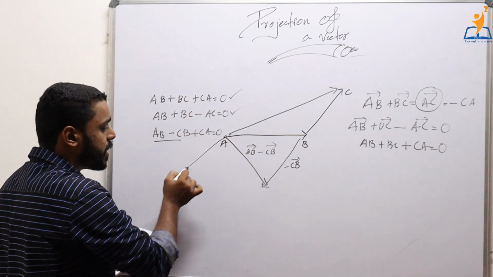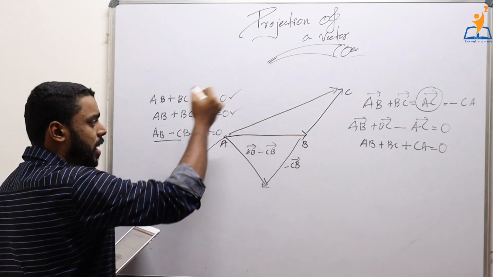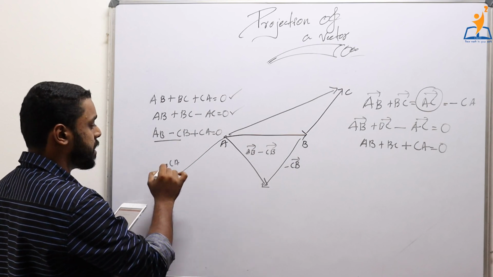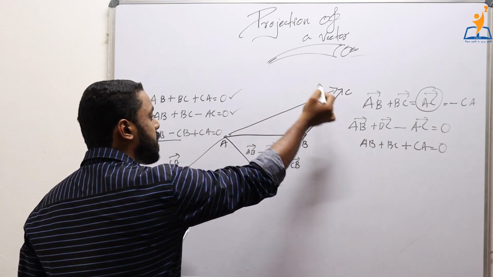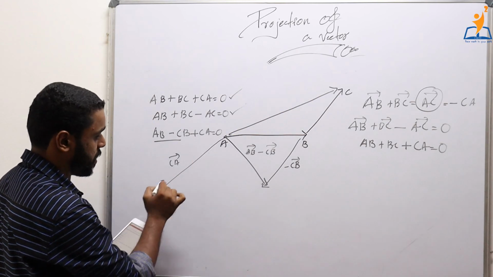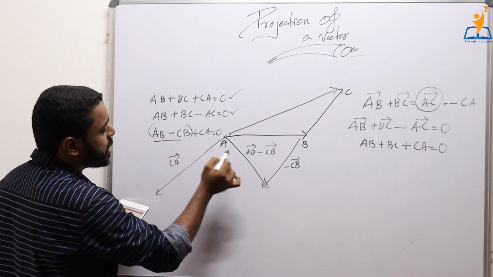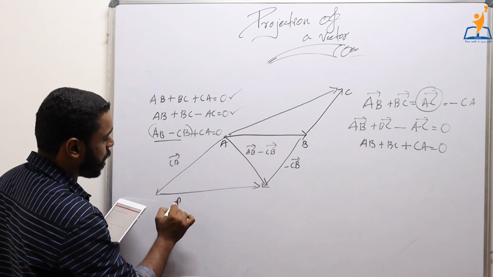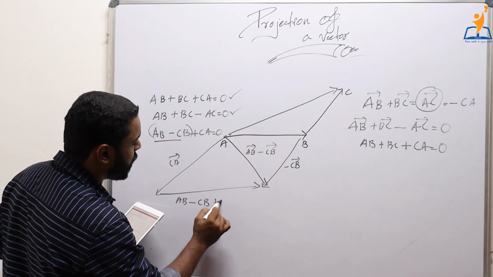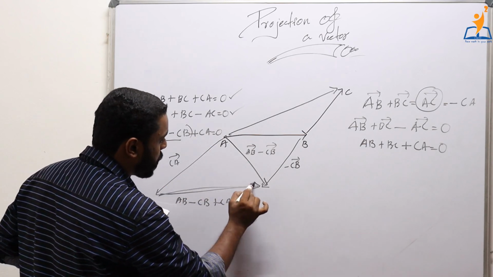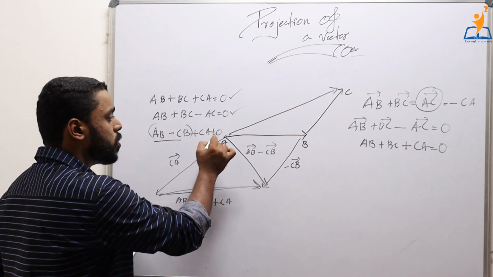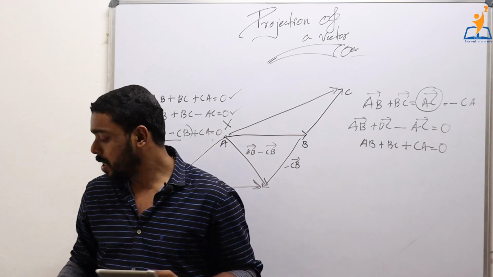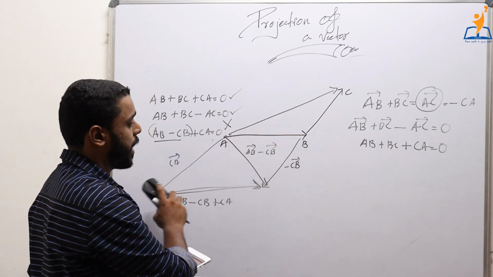Now minus CA is nothing but this, the same vector which has opposite direction. So this is, sorry, CA, not minus AC, that is CA. So CA is nothing but AC in the opposite direction. So this is my CA. Now AB minus CB plus CA is nothing but the vector with this. See, this vector has a magnitude. So this is not equal to 0, and it is given that this is equal to 0. So this is the wrong option. Very simple if you follow the diagrammatical method.